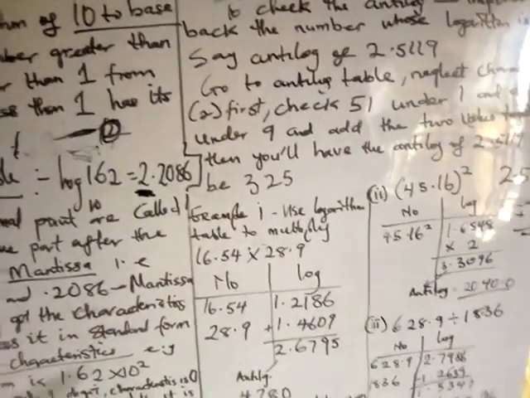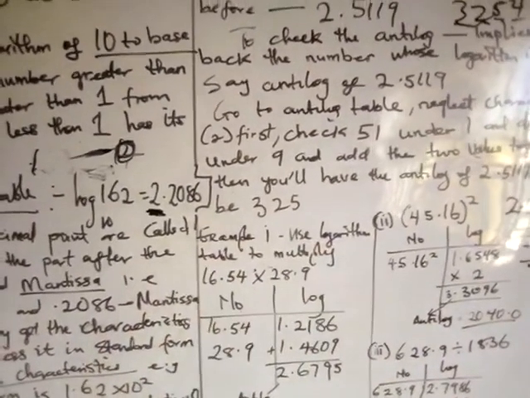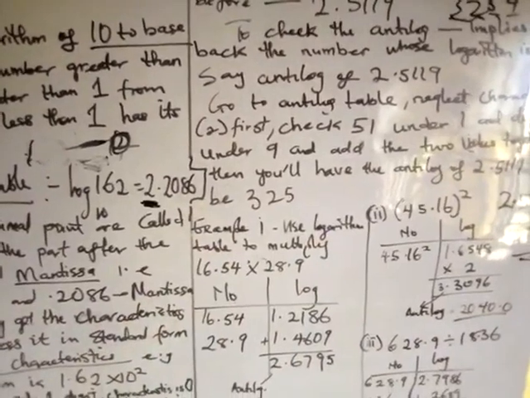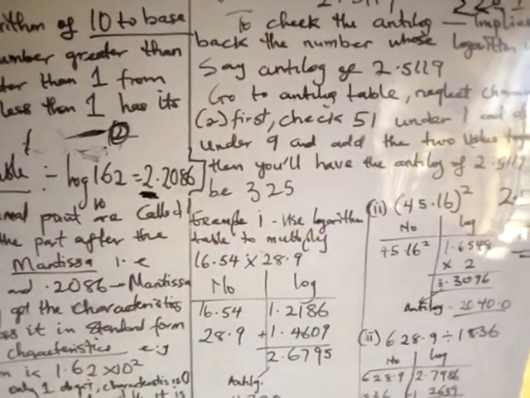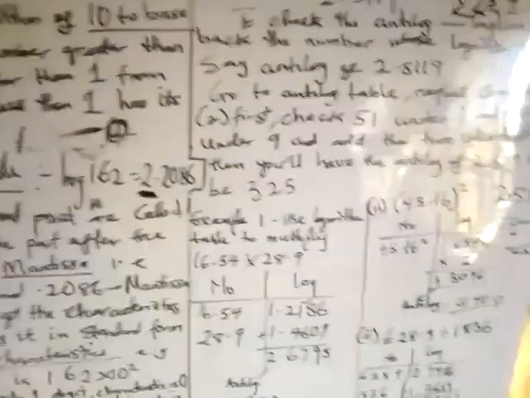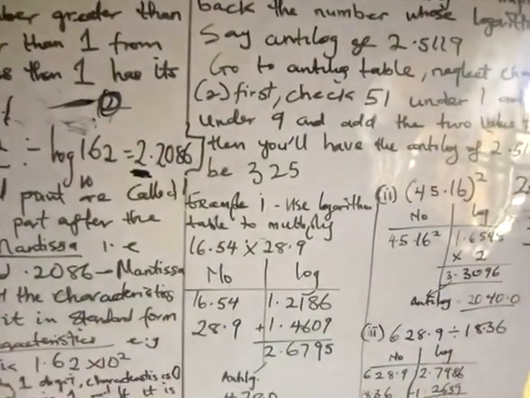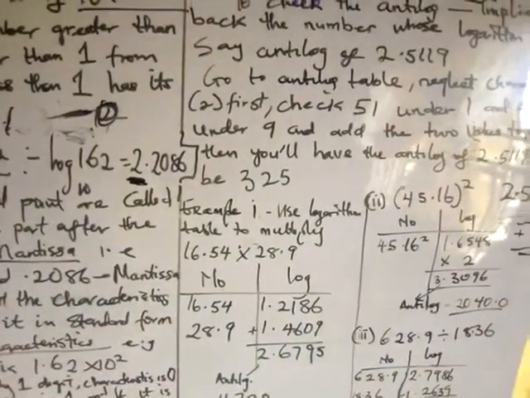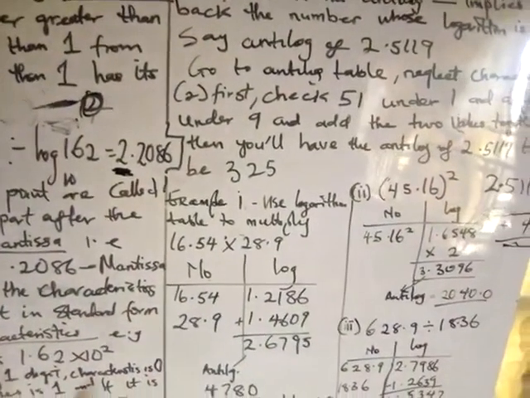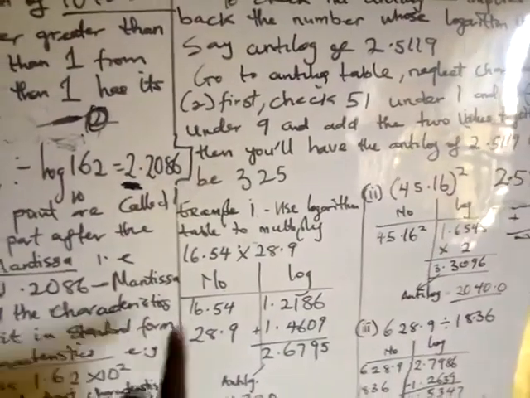Conclusively, use the logarithm table to multiply 16.54 times 28.9. How do we write it? You first of all spell out your table, number and log. 16.54. The first thing you should write is this 16, that is the integer.